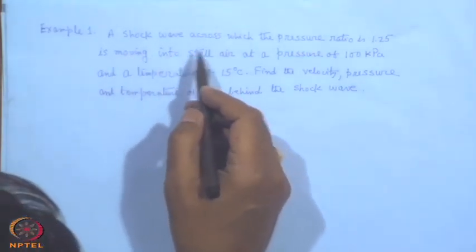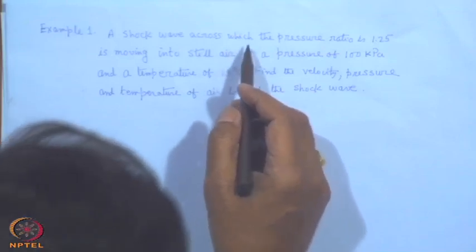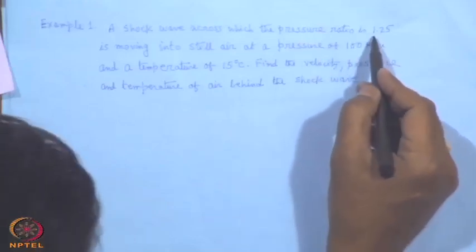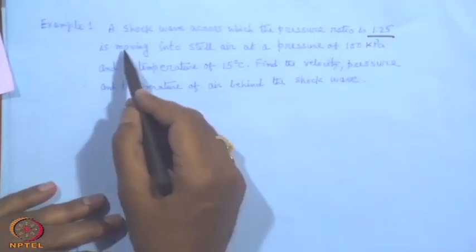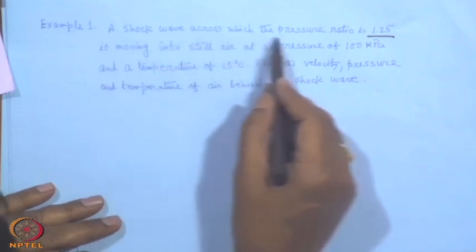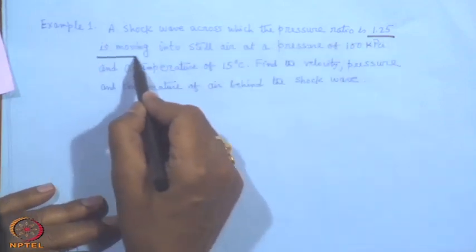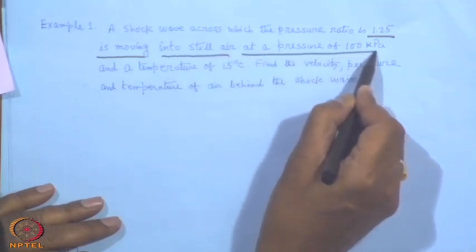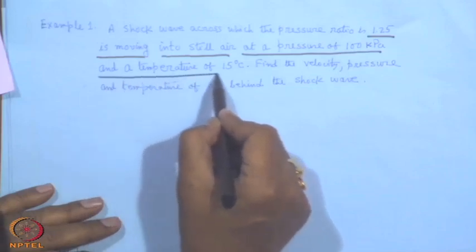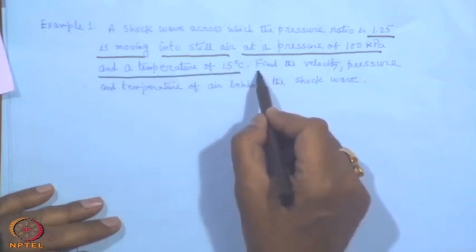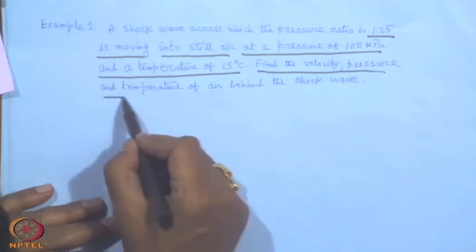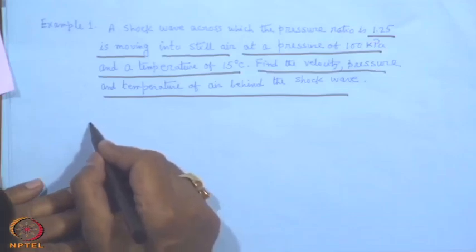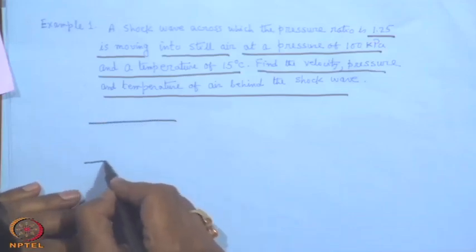A shock wave across which the pressure ratio is 1.25 is moving into still air at a pressure of 100 kilopascals and a temperature of 15 degrees Celsius. This is a moving shock, and this is the still air. Find the velocity, pressure and temperature of air behind the shock wave. That means it is simply the application of that. How to do it? Let us solve the problem.